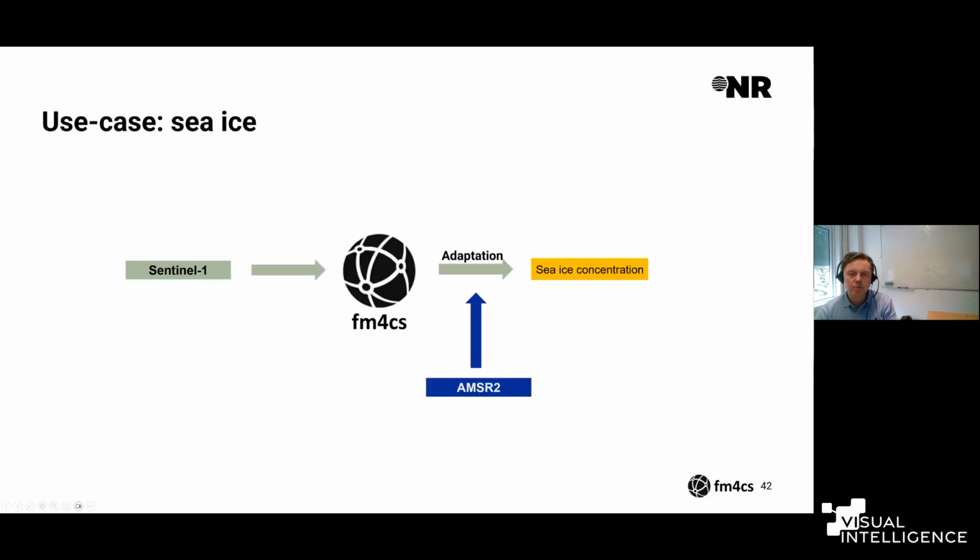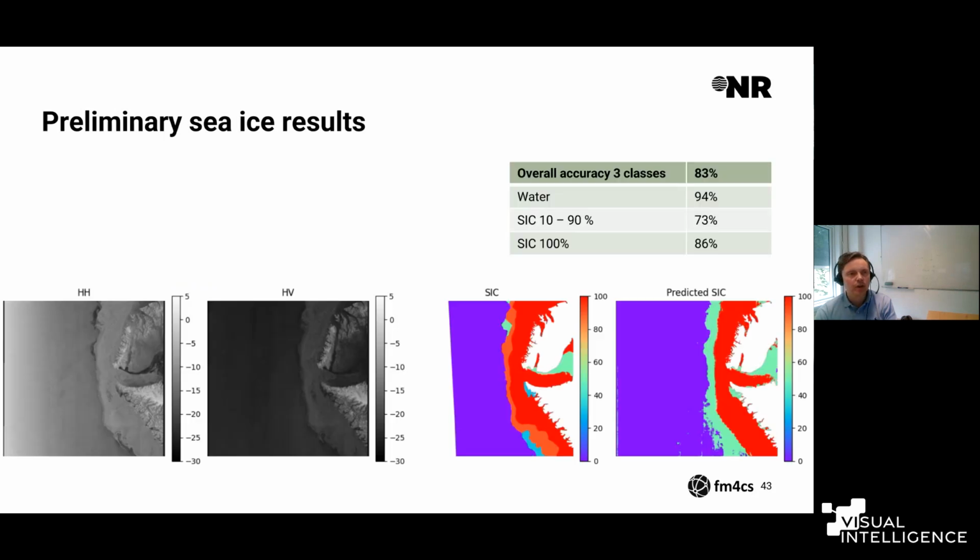So the same principles apply here. We take Sentinel-1 data in this case, send it through the model, adapt it, and now we also include the passive microwave data and try to estimate the sea ice concentration. So here are some preliminary results. We skipped all 10 classes for now and just used 3 of them: open water, some intermediate sea ice concentration, and 100%. This is something we were quite happy with. We were able to capture the general trend and see how it works out. So far so good.